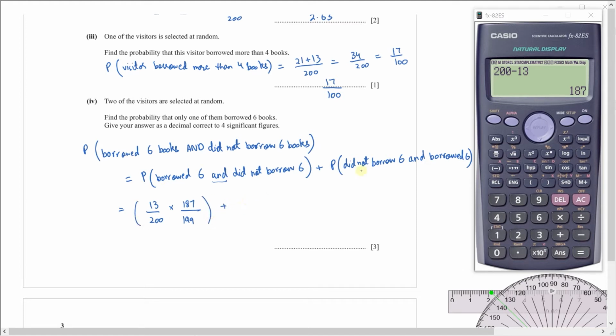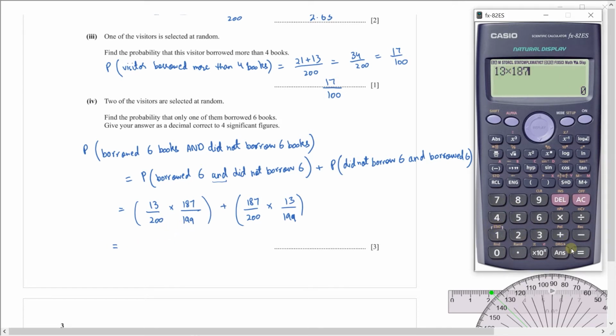Plus, now what is the probability that the first person did not borrow 6? We know that 187 people did not borrow 6 out of the 200, and then multiplied by the probability that the second person borrowed 6. So 13 people borrowed 6. So when you're picking the second person now, when you picked the first one, you picked the one who did not borrow 6. So they were 187 out of 200. Now the second one, what is the probability that they borrowed 6? There are 13 who borrowed 6 out of 199. So there are now 199 people left. And out of those 199, 13 people borrowed 6 books. So let's calculate this now.